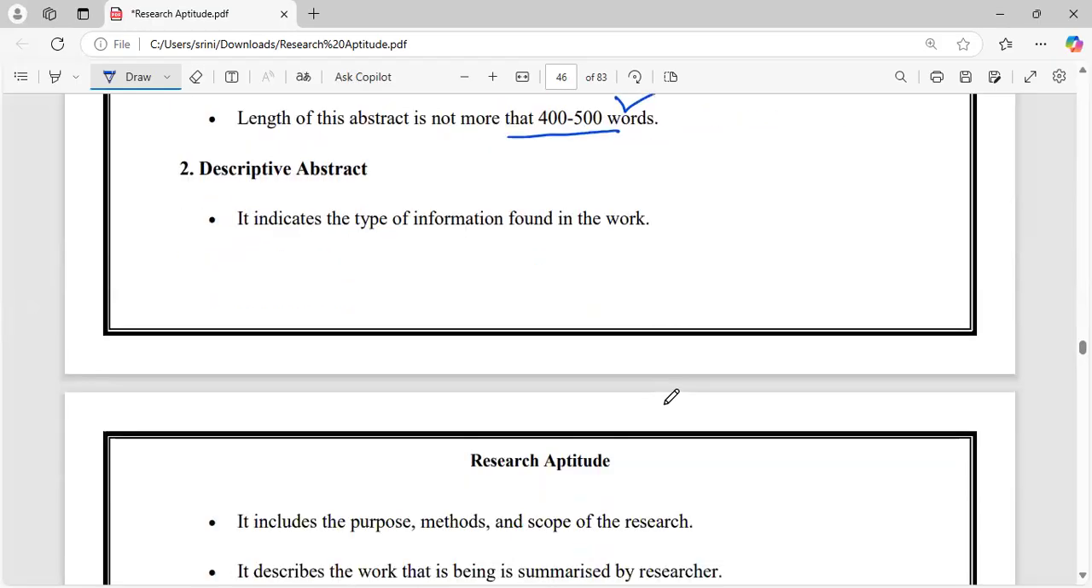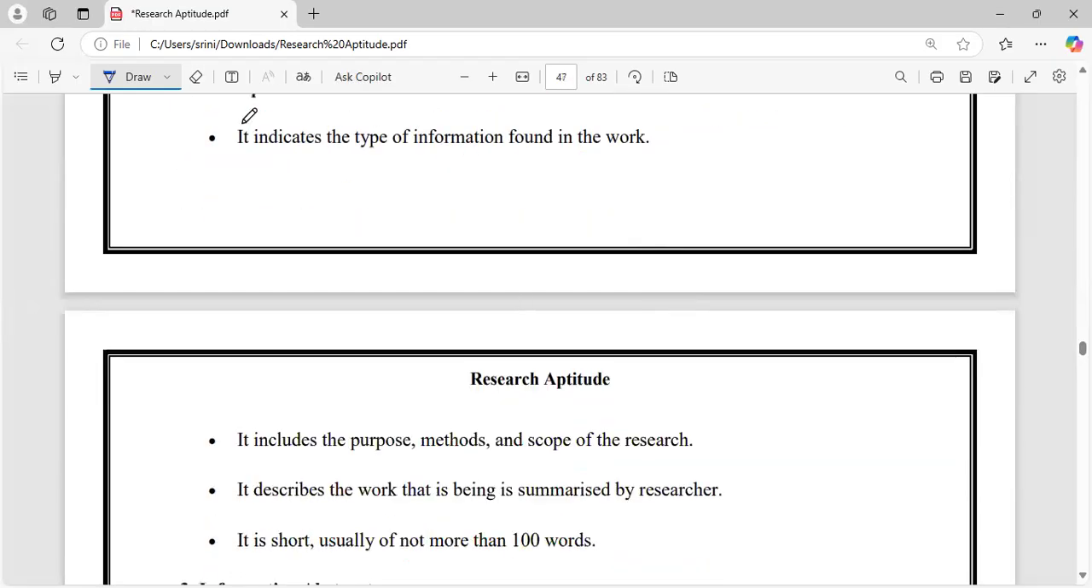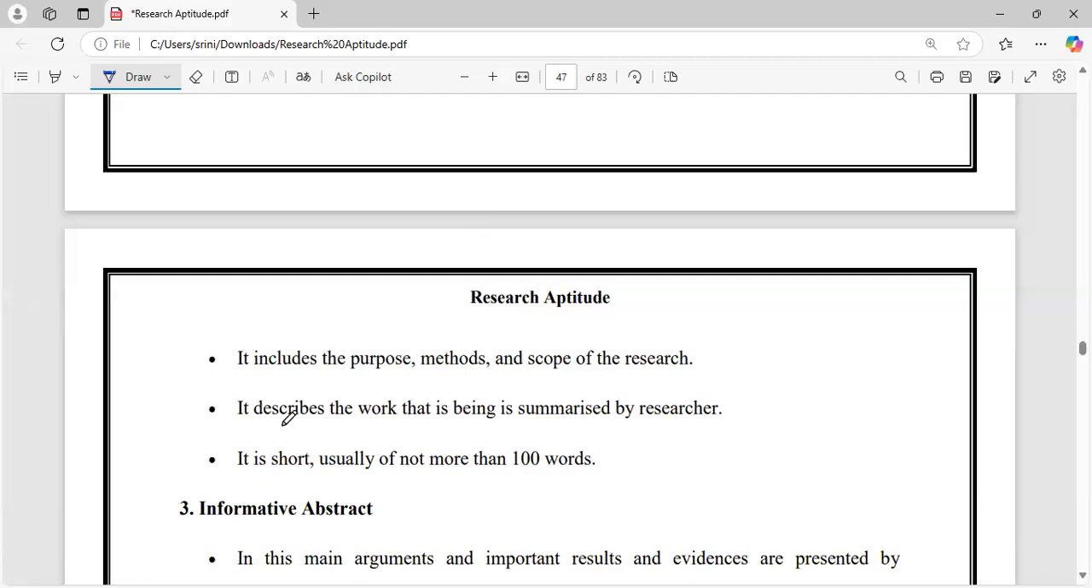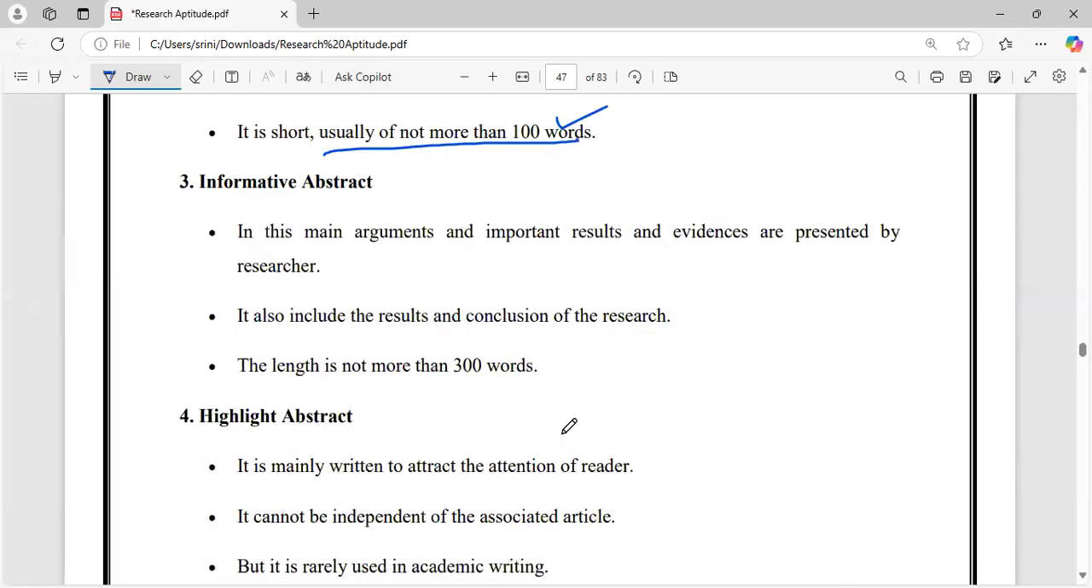Descriptive abstract. It indicates the types of information found in the work. It includes the purpose, methods, and scope of the research. It describes the work that is being summarized by the researcher in short, usually not more than 100 words. Then informative abstract. Here, main arguments, important results, and evidence are presented by the researcher. It also includes the results and conclusion of the research. The length is not more than 300 words.